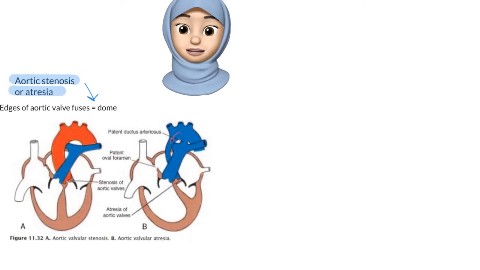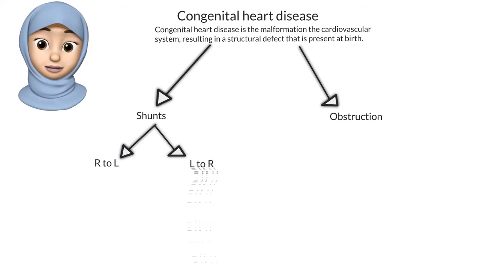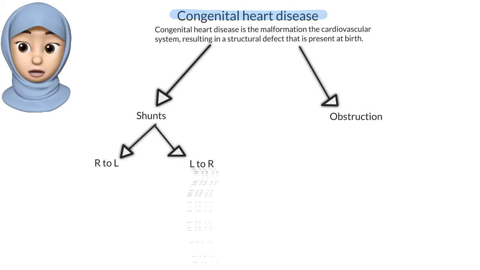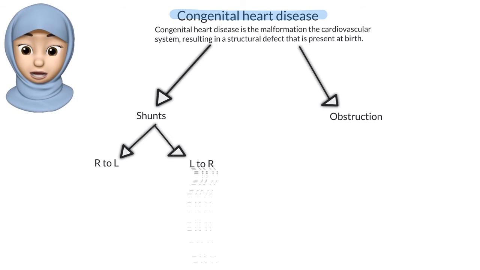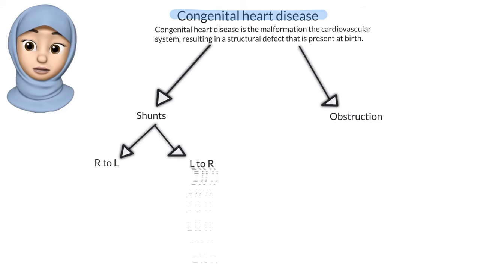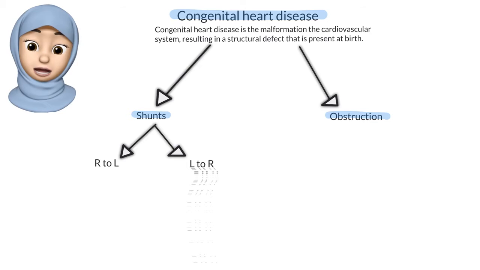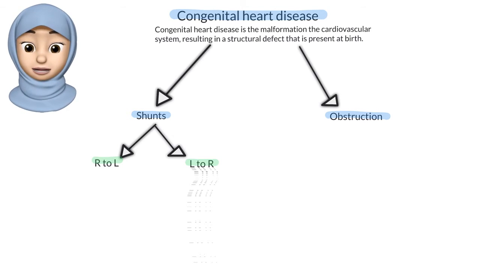Before we end this video, let's have a look at a quick summary and do a quick recap because this was a very long and complex video. Congenital heart disease is the malformation of the cardiovascular system resulting in a structural defect present at birth. It can be divided into shunts and obstruction. Shunts can be divided into right to left shunts and left to right shunts.